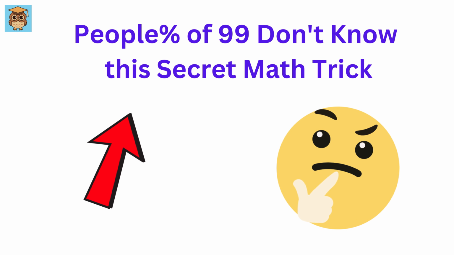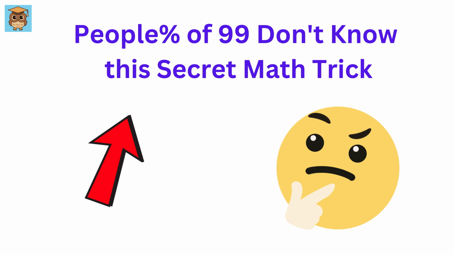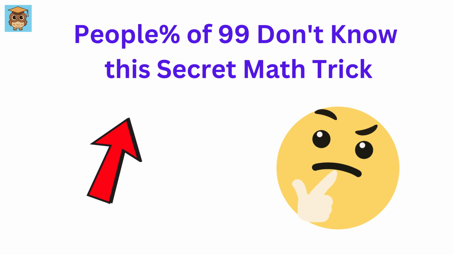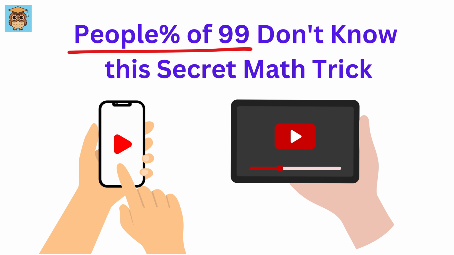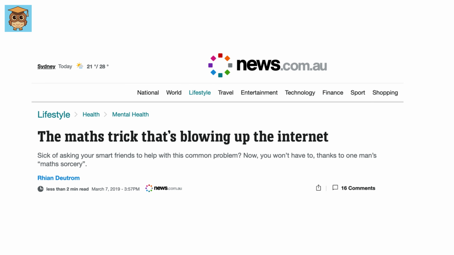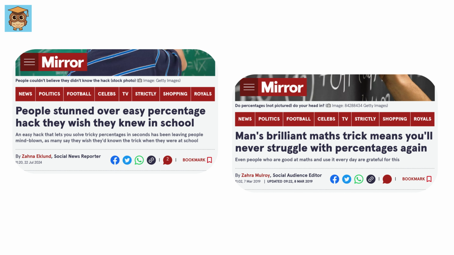This is the title I came up with, and you might be confused right now, thinking why I wrote people percentage of 99 instead of 99% of people. But after watching this video, this will become clear. First of all, read this article's headline, which was published in the famous news journal news.com.au, which is talking about this math trick. Also, there are many such articles which are talking about the same.